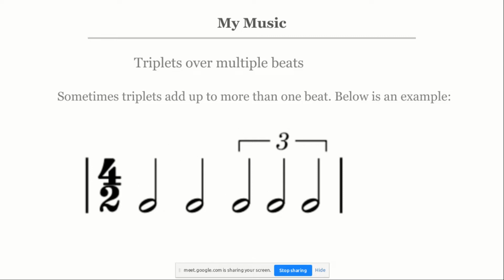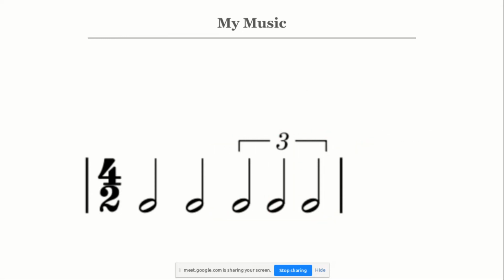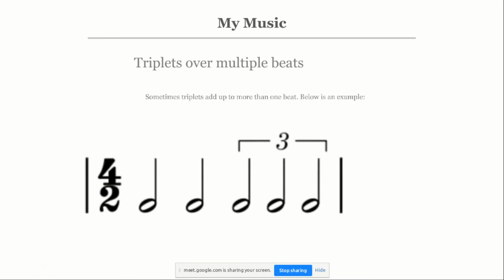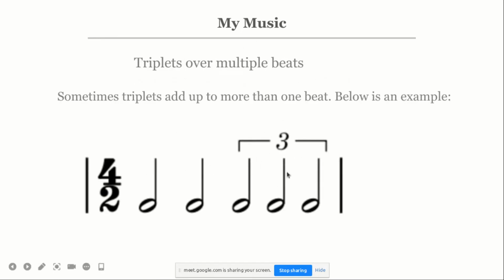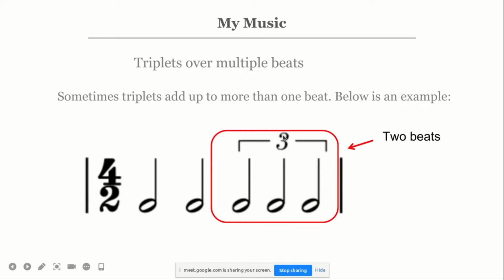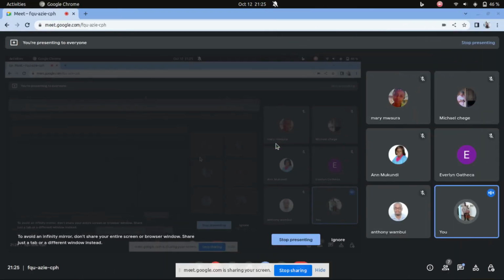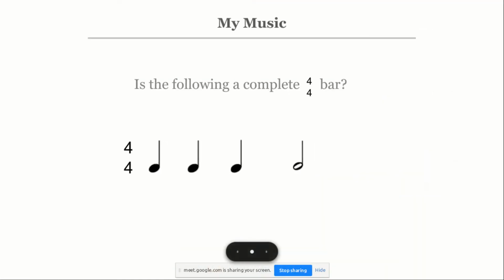But you will notice that previously we did cover with the triplet only 1 bit. Like in this case, the 3-4 bar here, these 3 quavers cover 1 bit. So triplets can also cover more than 1 bit. Like in this case, these are 2 bits. And then we have this other one, and I want to hear from Mary.